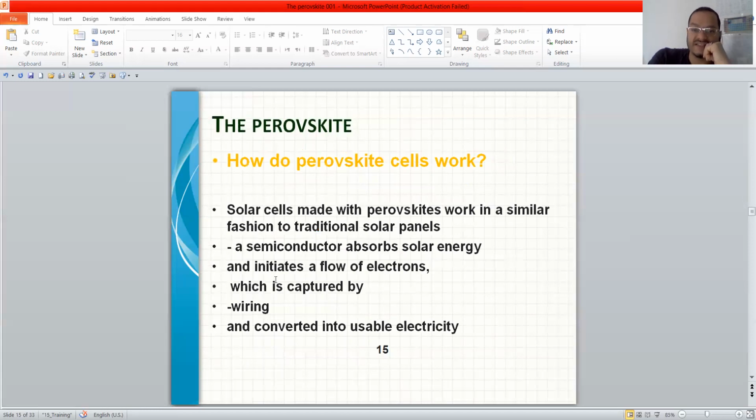How do perovskites work? Let's discuss this topic. Is it different from the solar cell, or maybe it uses a different system? Solar cells made with perovskites work in a similar fashion to traditional solar panels. That means there's a huge similarity between them. A semiconductor absorbs solar energy and initiates a flow of electrons, which is captured by wiring and converted into usable electricity.